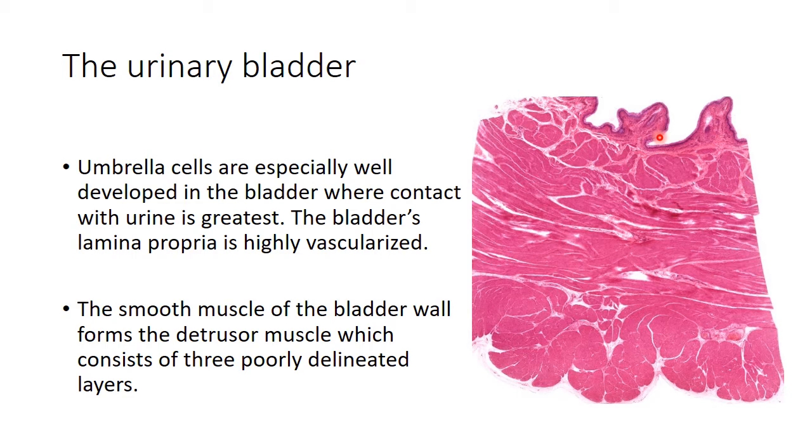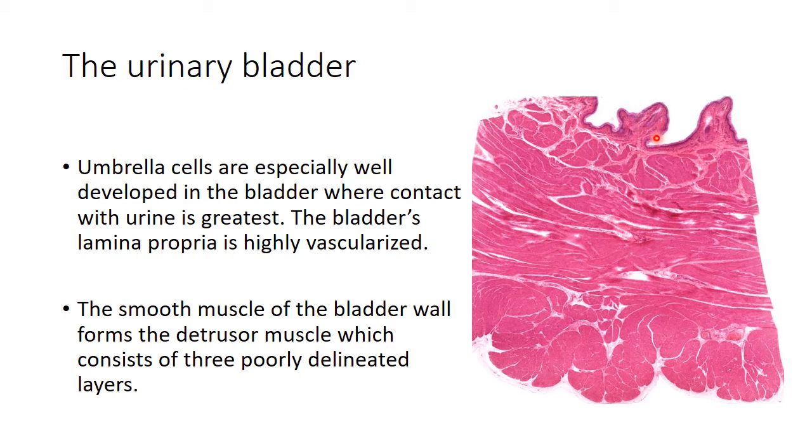These umbrella cells are especially well developed in the bladder because the contact of the bladder cells with the urine is greatest in this area, and the urine stays for a longer period of time than in the ureter or urethra, for example. And that's why we need very specialized cells that will protect the underlying epithelium from the acidic nature of the urine, and umbrella cells will serve this function very well.